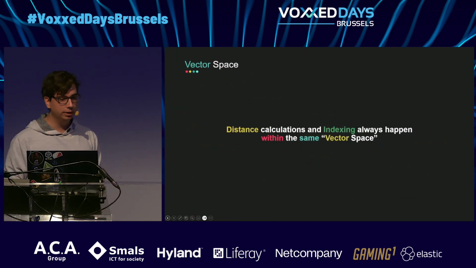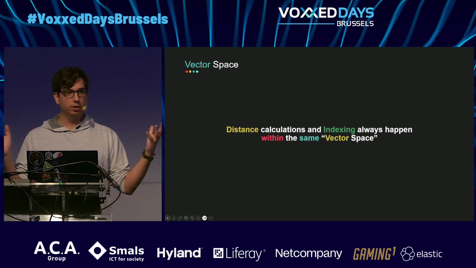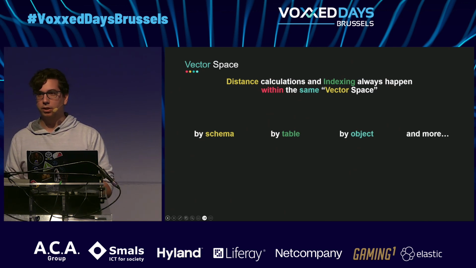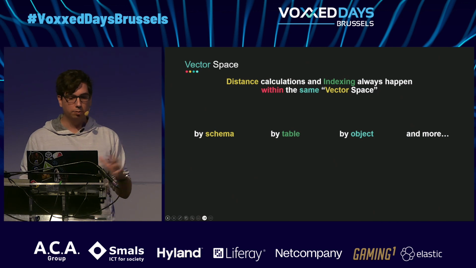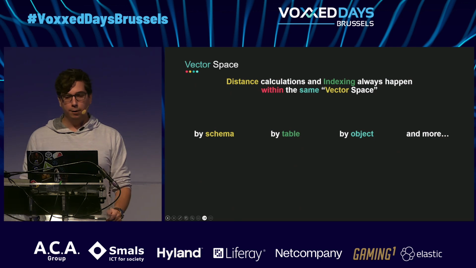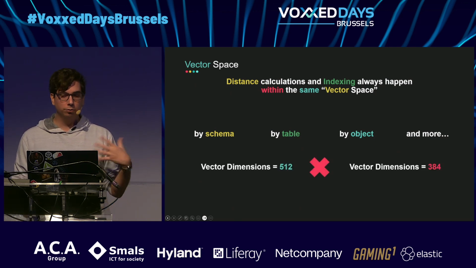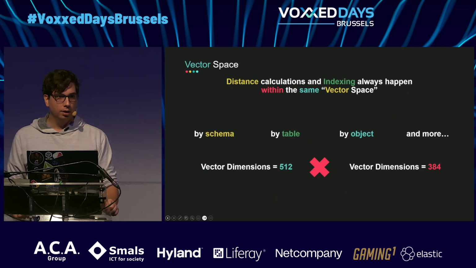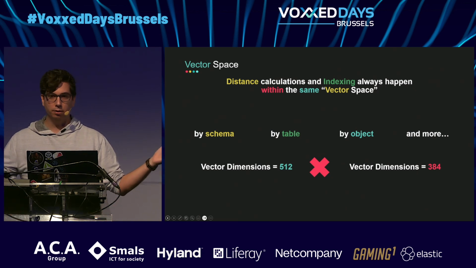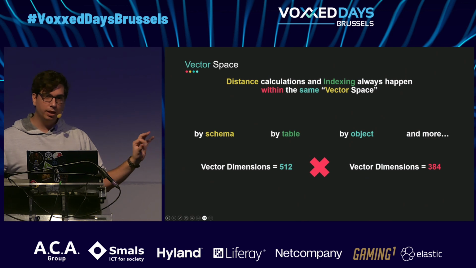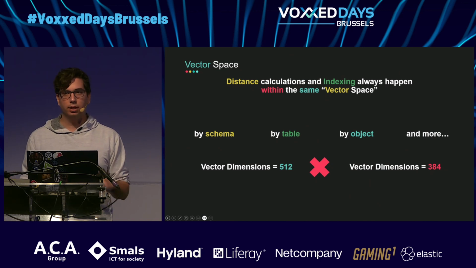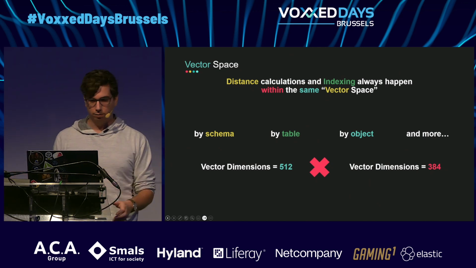So what's very important to know is distance calculation and indexing all happen within the so-called vector space. And you can define your vector space in different vector databases by multiple ways, so by schema or by table, by objects. Some do it automatically for you, some don't. But why they do this is to enforce you to always have the same dimensionality. So that you never check a vector embedding with 512 dimensions against a vector embedding with 384 dimensions. Mathematically speaking, it's possible, but it will give you really janky results. So overall, they're like, okay, let's just not do that. Let's just keep the same dimensionality within the same vector space.